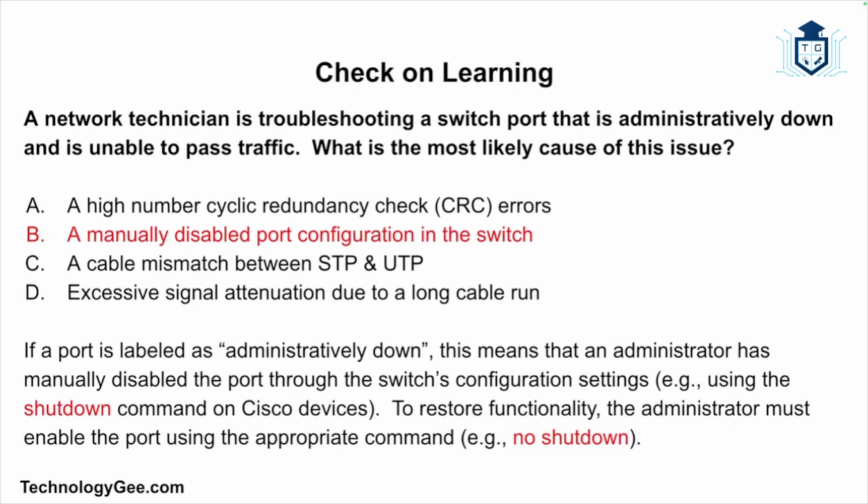So if a port is labeled as administratively down, this means that an admin has manually disabled the port through the switch's configuration settings, such as using the shutdown command on Cisco devices. To restore functionality, the admin must enable the port using the appropriate command, such as typing in no shutdown.